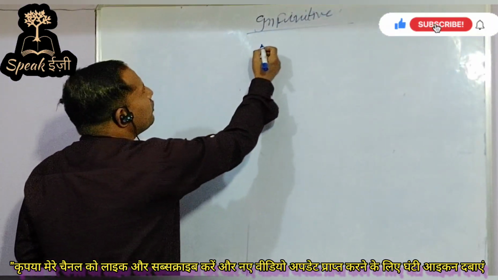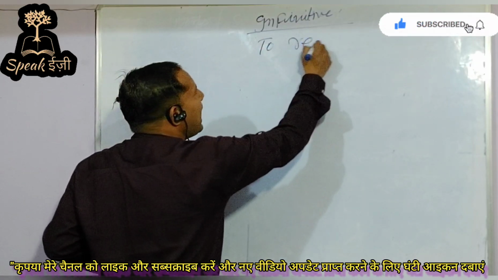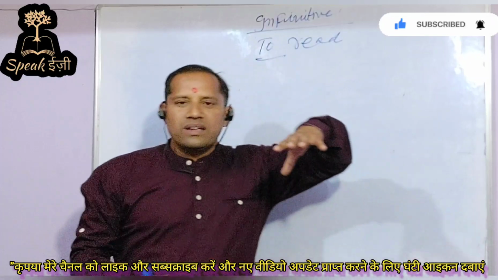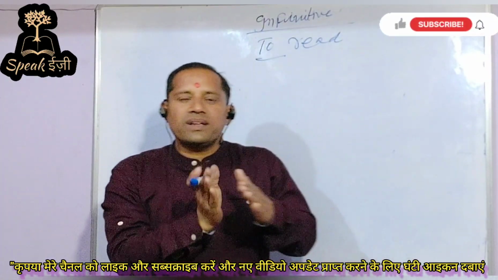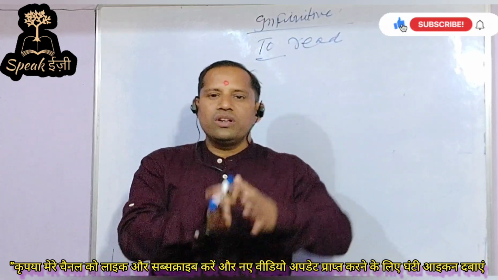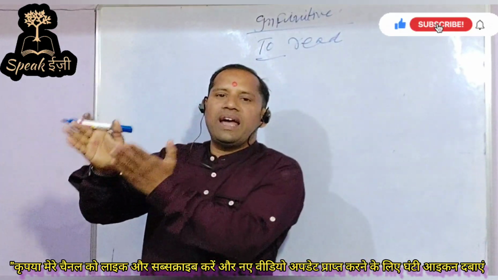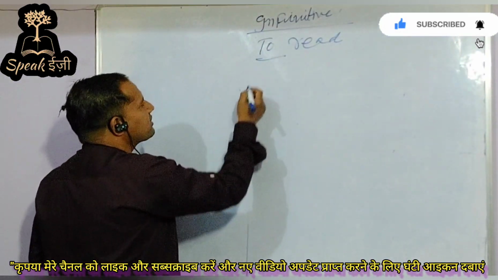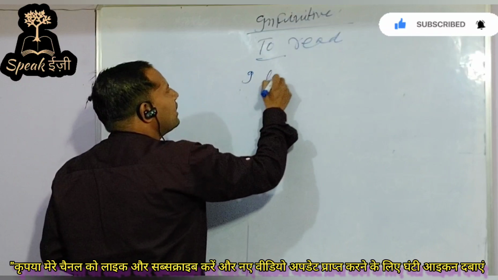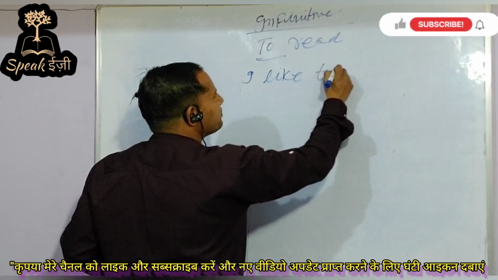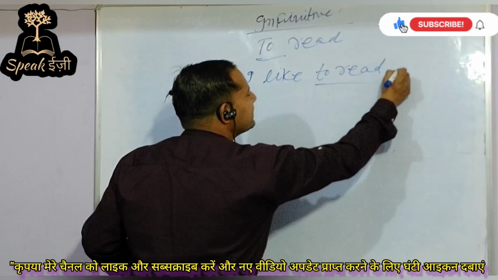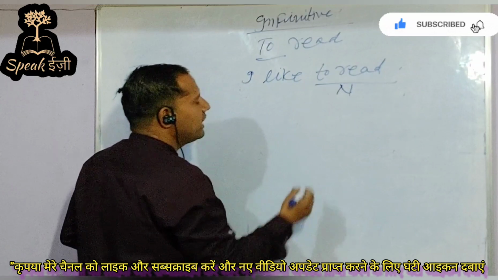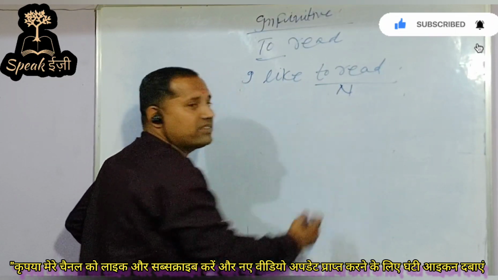So infinitive means, in the same way, when we add the preposition to before any verb, and this verb is converted into a noun, and this noun is used as a subject or as an object, it is called an infinitive. So let me write some examples. I like to read. In this sentence, this to read is not a verb. It is working as a noun. And this noun is called an infinitive.